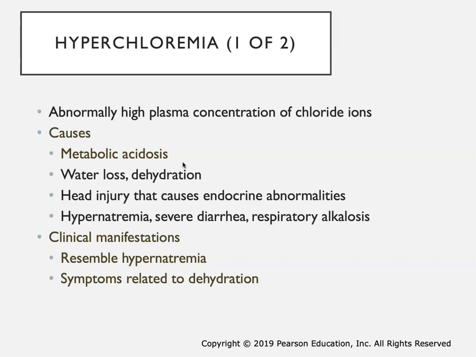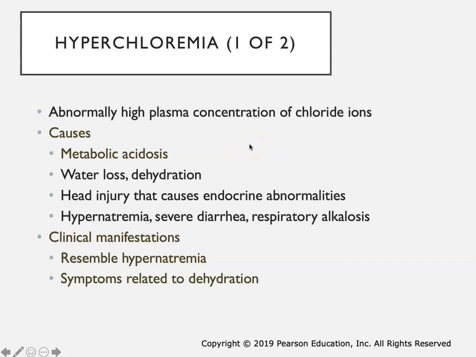A head injury, right? A traumatic brain injury that leads to endocrine abnormalities can affect chloride levels as well. Also, often you see hyperchloremia with hypernatremia, right? So if you have increased sodium levels, you often also see increased chloride levels. Again, remember that both of these ions are present in the extracellular fluid, so they influence one another. Severe diarrhea and respiratory alkalosis could also lead to hyperchloremia.